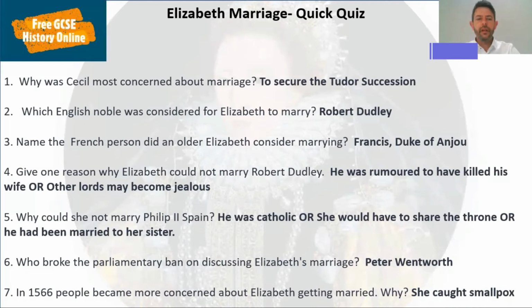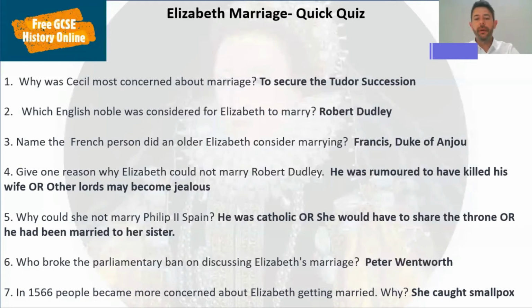Number 5, Philip of Spain did propose to Elizabeth quite early on. Why did she not marry him? Well, he was Catholic, of course, and Philip had shown when he was married to Mary, Elizabeth's sister, that Philip would like to be in charge. Maybe Elizabeth didn't want to share the throne with him. And finally, of course, if you take the Henry VIII sort of argument about divorce of Catherine of Aragon, that you should not be marrying your sister or brother's partner. So that's maybe in the thinking as well.